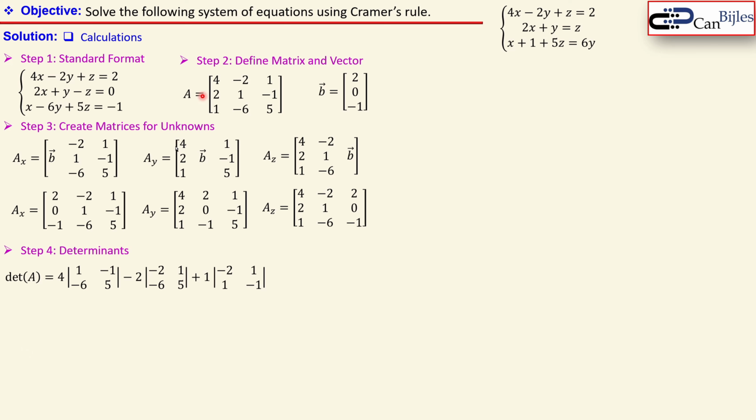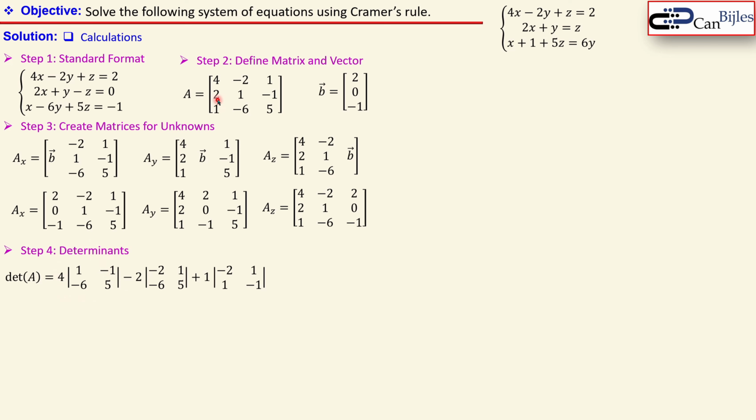Okay, let's see how we can set up this determinant. For this 4 here, you cross out this row and this column, and what is left is these 4 numbers, so 1, -1, -6 and 5. That is a new matrix whose determinant you determine, and that needs to be multiplied by 4, so we will do that shortly.